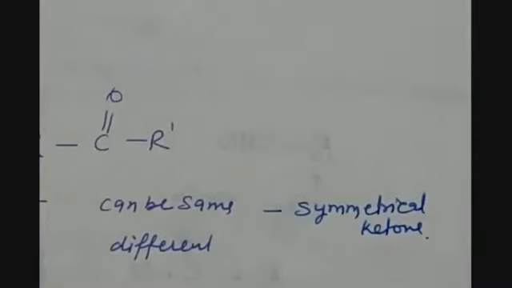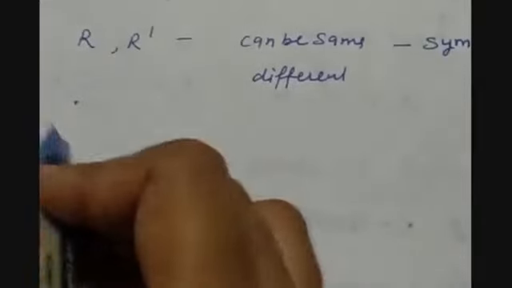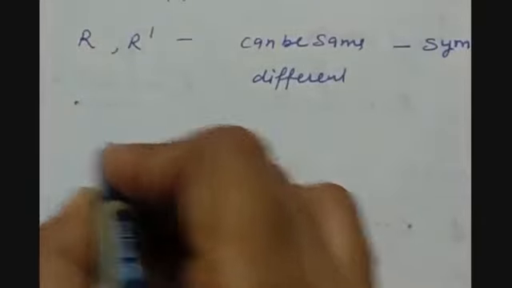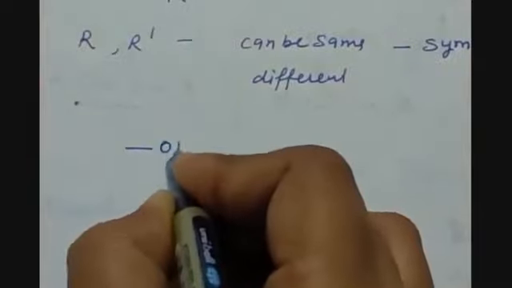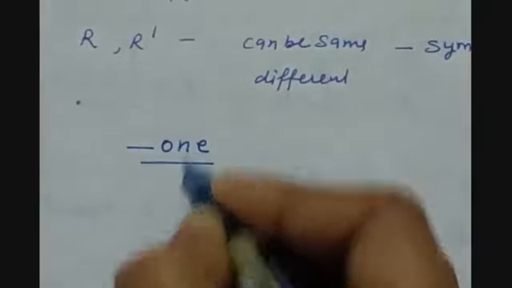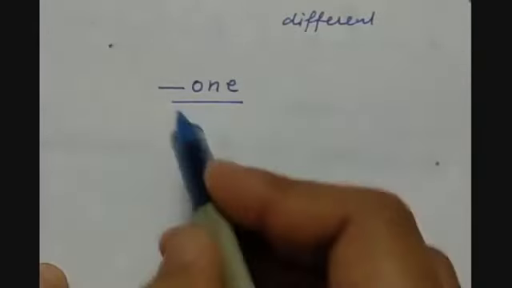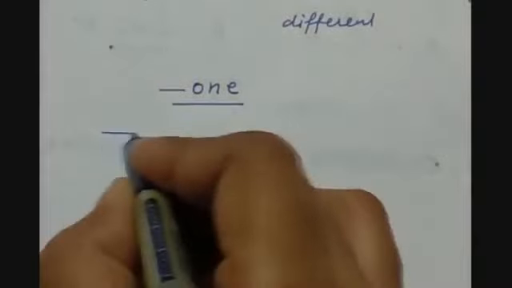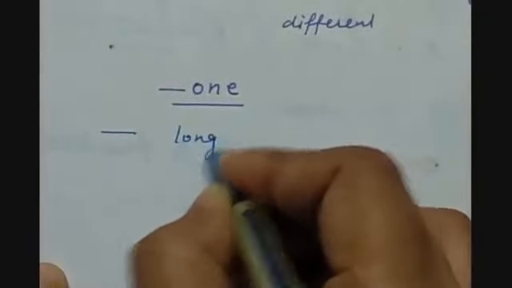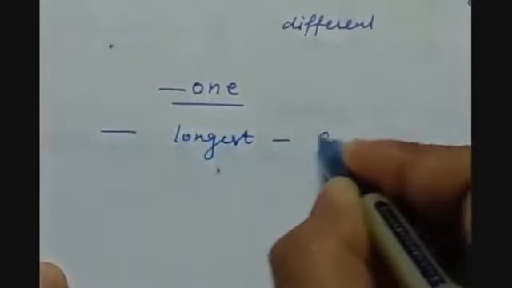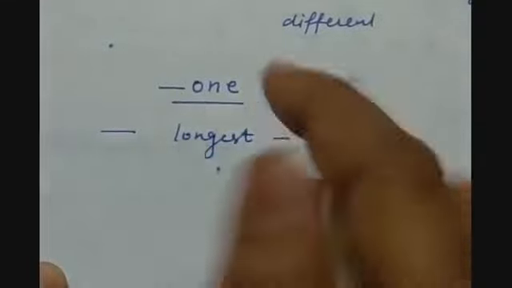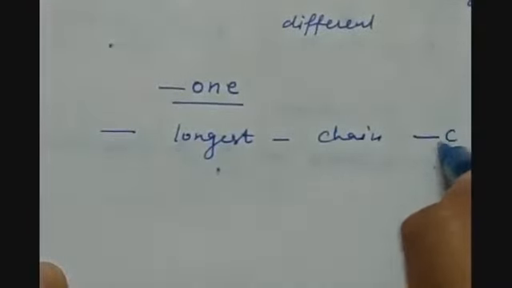And if they are different, then they will be unsymmetrical ketones. For ketones, the secondary suffix used is -one. So first, how do we name it? First we have to find the longest chain which is having this C double bond O functional group.